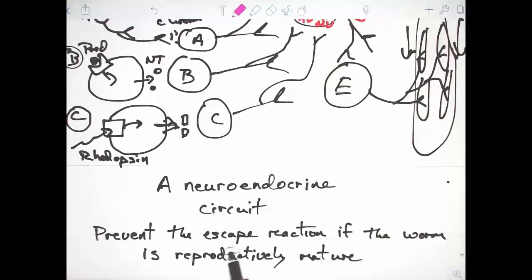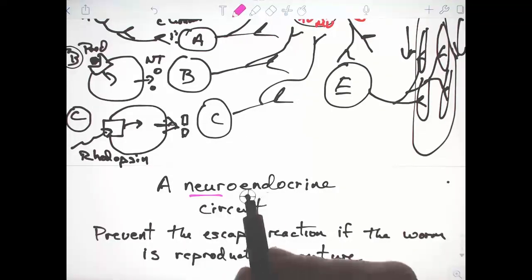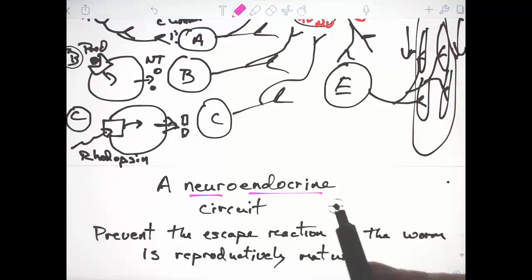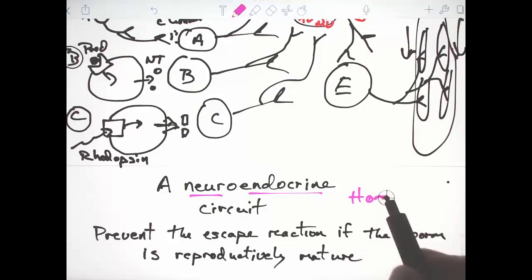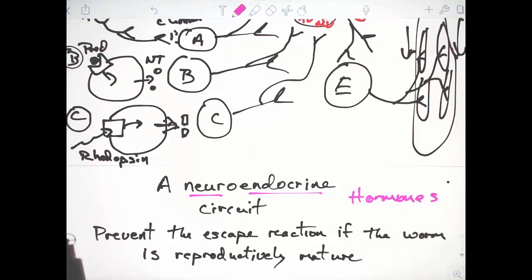What would we do if we wanted to make this a neuroendocrine system? So we wanted to include hormones. In this case, the question is, we want to prevent the escape reaction if the worm is reproductively mature. So in other words, if there's some hormone, let's call it reproductive hormone.